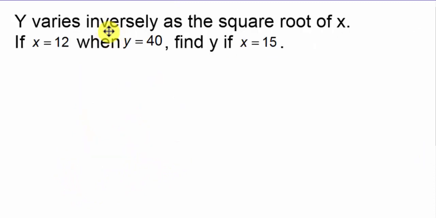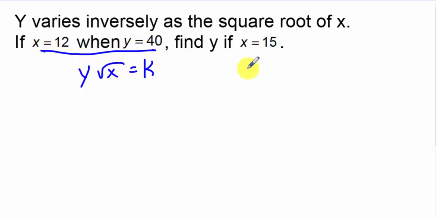Now we talk about an inverse variation. It says y varies inversely with the square root of x. So I'll just say y root x is equal to k. Two-situation problem. There's situation 1 and situation 2. So I take the y root 12, and that's equal to k, and the other k would equal the unknown y and the root 15.